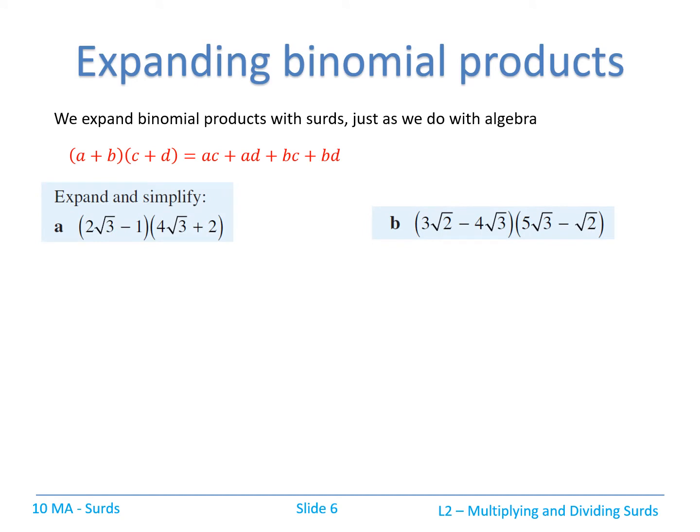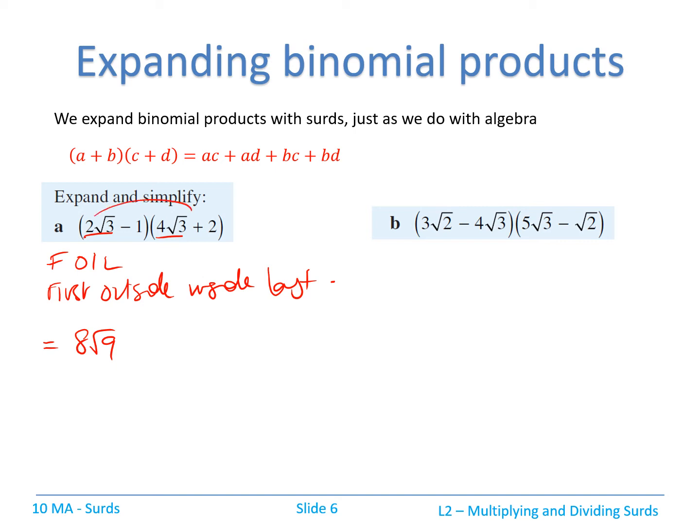Okay, binomial products. With surds, we do exactly the same thing as we do with algebra. So I use FOIL first, outside, inside, last. So in this case here, I multiply 2 root 3 by 4 root 3. So 2 times 4 is 8. I'm going to say root 9. I know it's 3, but it's up to you whether or not you just want to simplify it straight away.